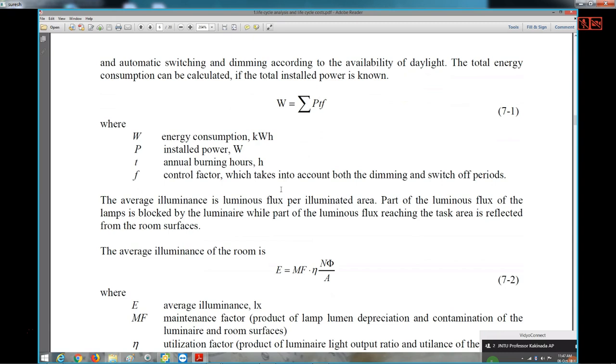So both periods it is going to consider, either it is going to be switched off, or it is going to be dimmed. So both periods it is going to consider. So that is the total energy consumption expression.